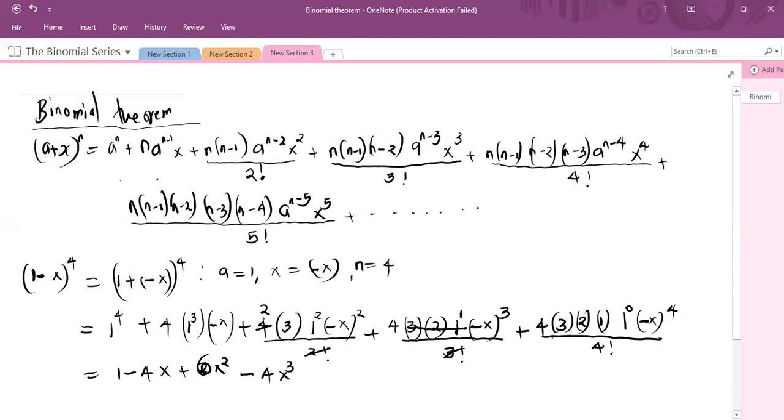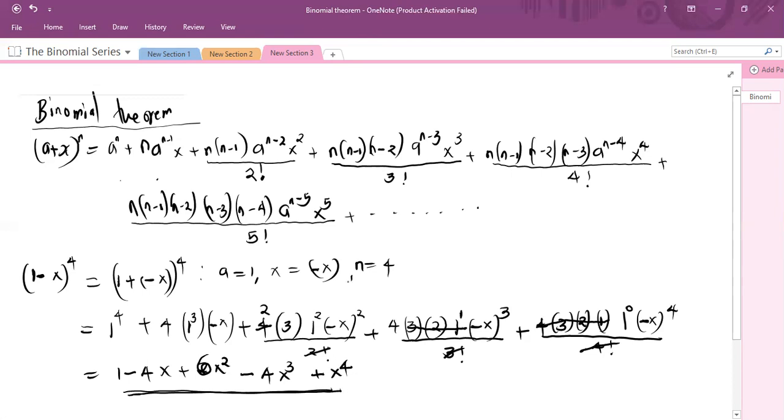4 factorial is the same as 4 times 3 times 2 times 1. So this 4 factorial will cancel with the whole of that. 1 raised to power 0 is 1. Minus x raised to the power of 4 will be positive x raised to the power 4. And this right here is our answer.